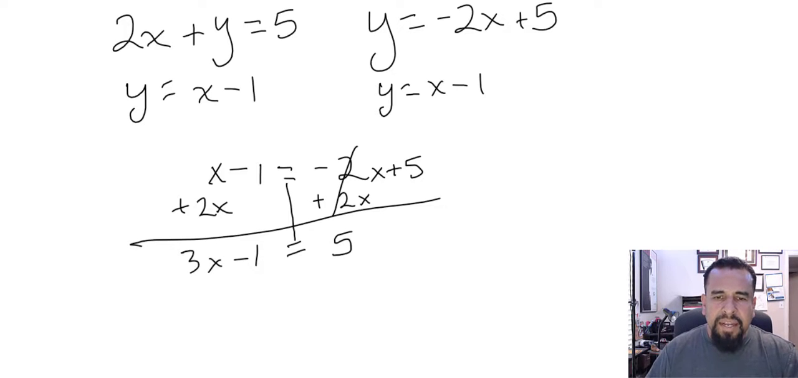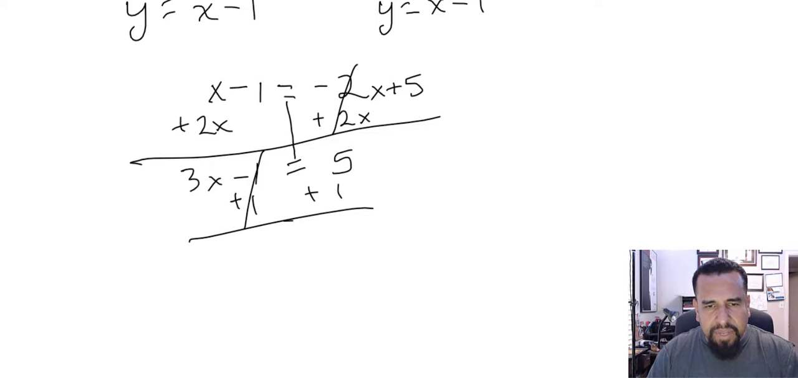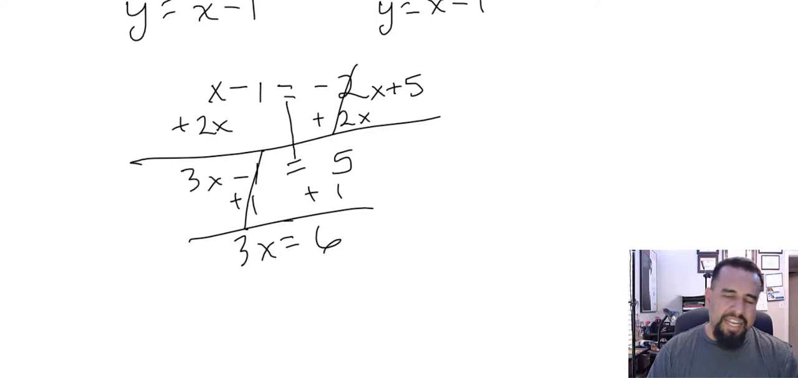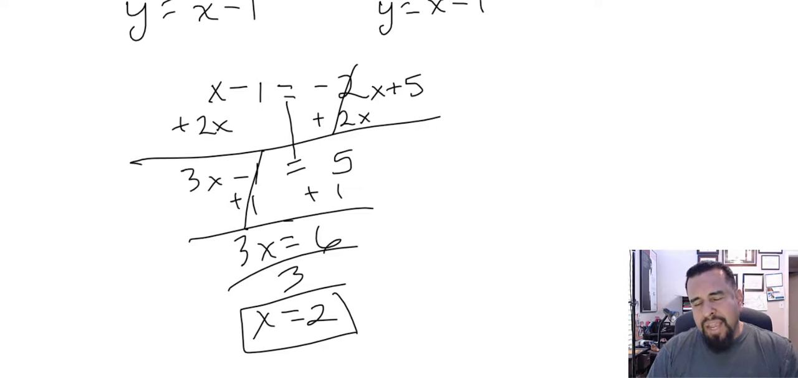Now, next, what I want to do is combine that 1 with the 5. So inverse, that would be plus 1 on both sides. We end up with a 0 here, giving me 3x equals 6. Last step, divide both sides by 3, and we get x equals 2. Okay? x equals 2.